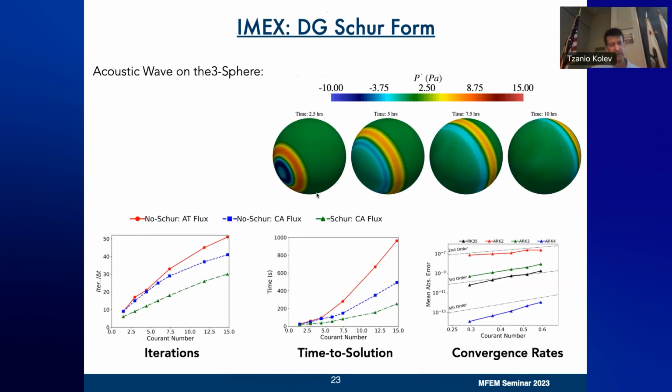We have some results. I'll just show you one for the acoustic wave on a 3-sphere. The no Schur is the red and blue lines, and the Schur form is the green line. So fewer iterations as expected, lower time to solution, and the convergence rates all look exactly what you expect.